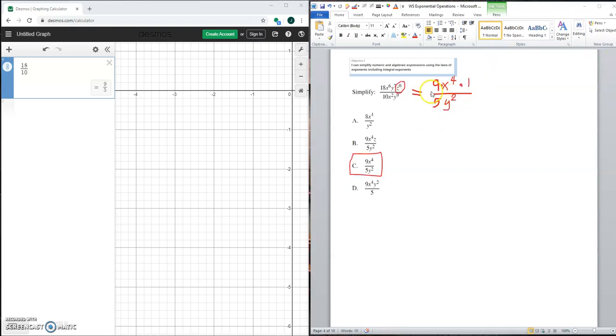And then for our last one, z to the 0, any number raised to a 0 power is equal to 1. So that means times 1. And anything multiplied by 1 is the number itself. So therefore, your answer is C.